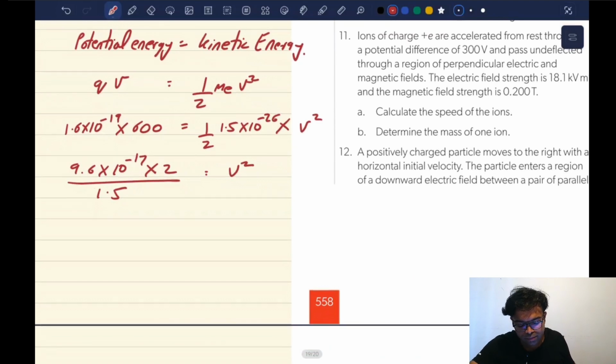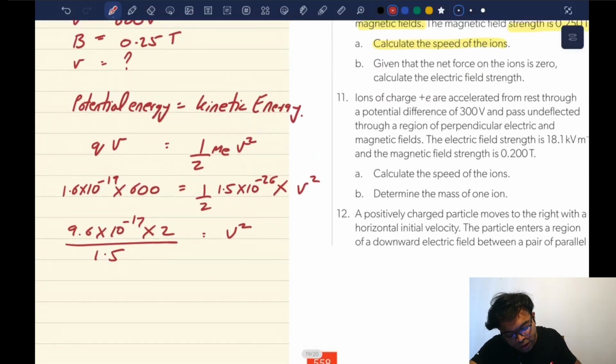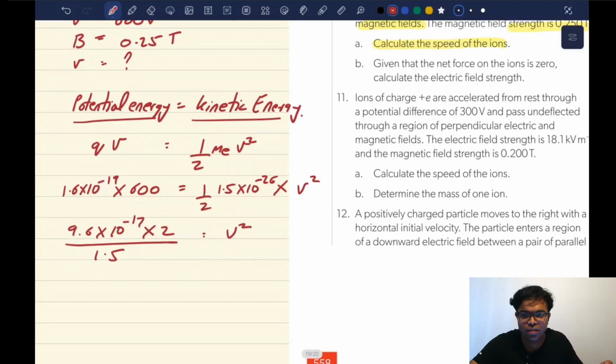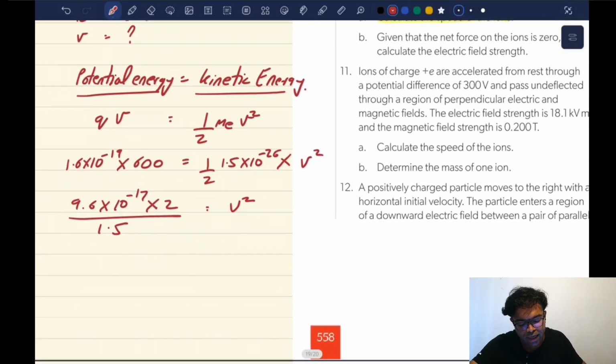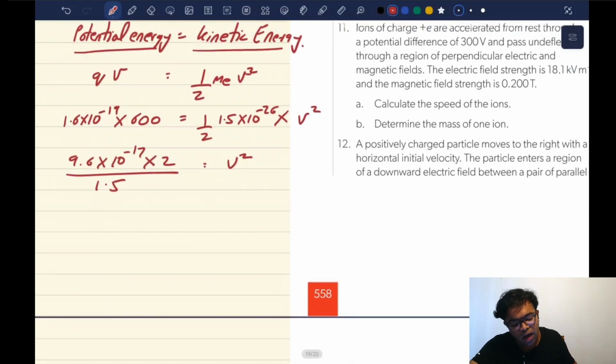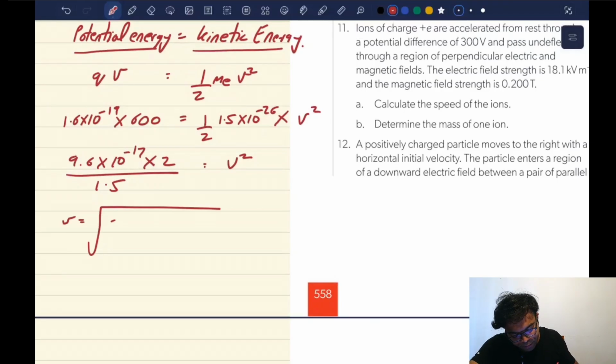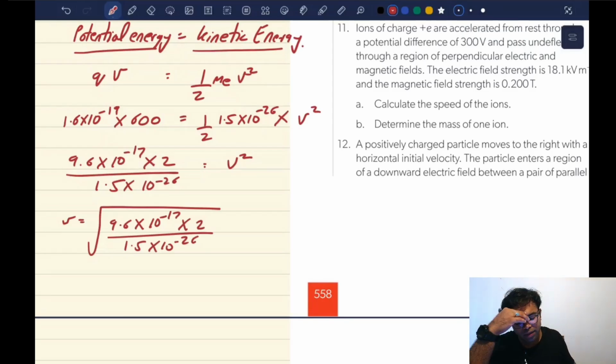Got it? See, the potential energy has been equated to kinetic energy. Clear? Now QV is equal to half mv squared. Now v is equal to how much? Root under this value: 9.6 × 10^-17 into 2 upon 1.5 × 10^-26.